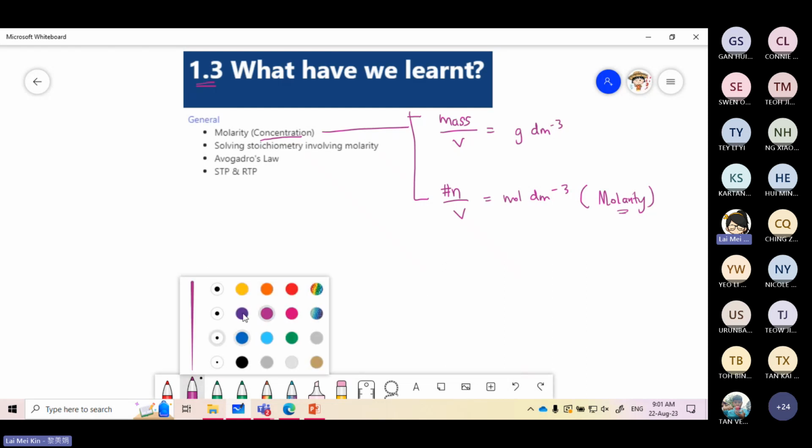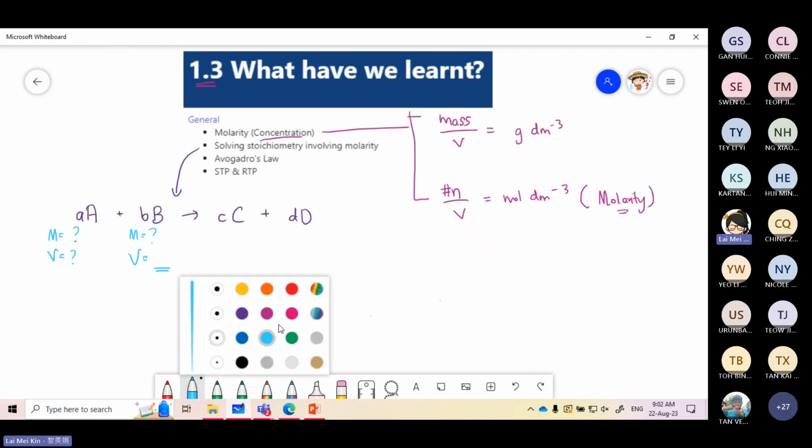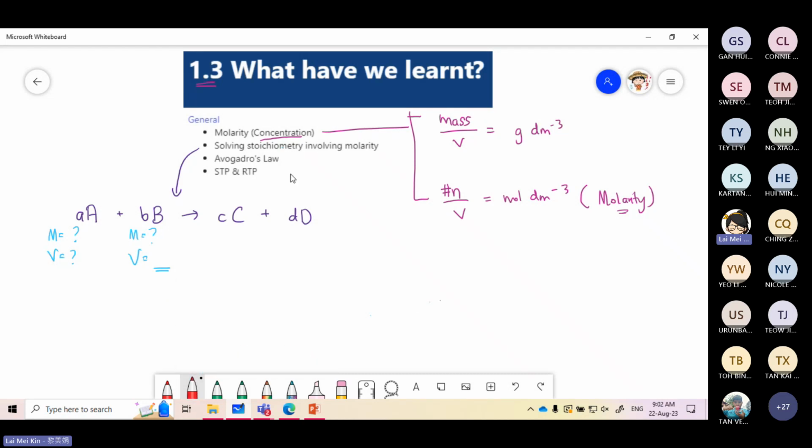Next, we learned to solve stoichiometry involving molarity. Stoichiometry again means a chemical equation. So I have this chemical equation, and remember we solve questions like if I have the molarity of this, volume of this, molarity of this, calculate what is the volume. Things like that. So this is what it meant by solving stoichiometry involving molarity. We've done this as well.